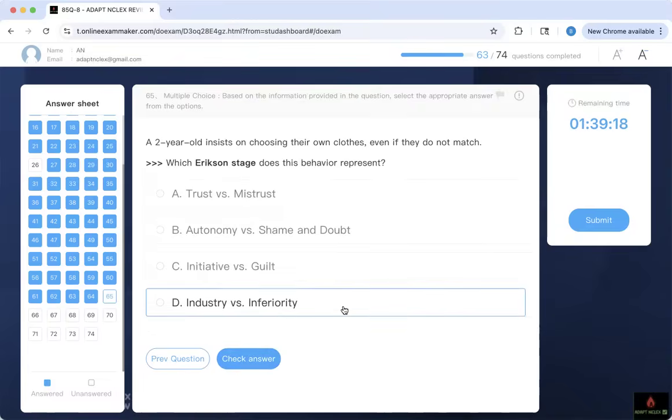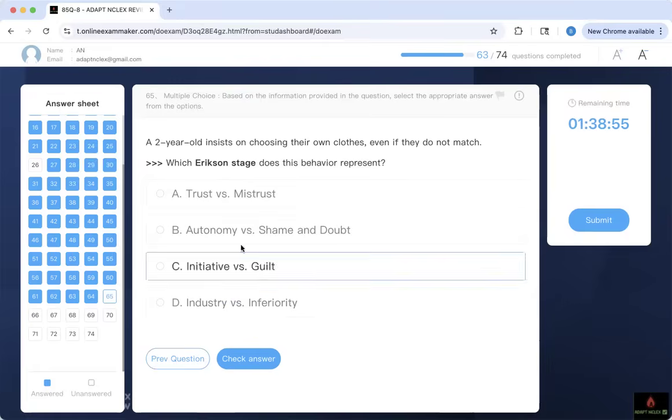Which Erikson stage does the behavior represent? A 2-year-old, we saw what a 2-year-old can do. What is he insisting on? Choosing their own clothes. They said they want to choose their own clothes, no matter what. Even if they do not match, I want to wear this. Which Erikson stage does the child represent?